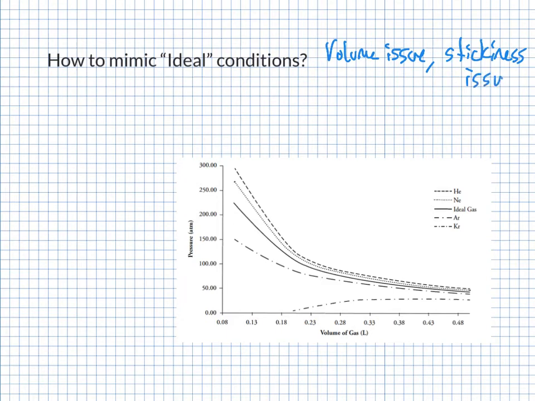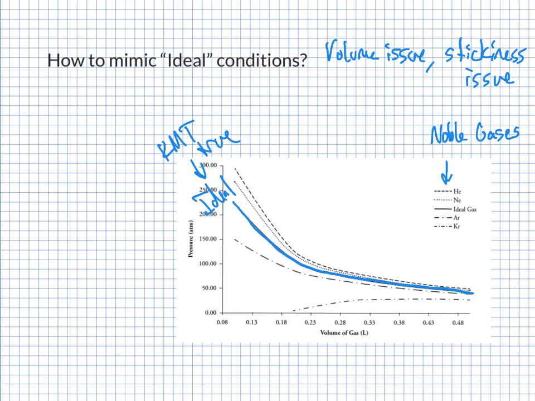I want to look at this graph, right from one of the other packets that I gave you. You'll see this solid line here is ideal behavior. That's what it should be. If KMT is totally true, you would be on that line. You can see that these other gases are not exactly on that line; they're a little bit off. The gases being used here are noble gases, and that's important because noble gases are not sticky.